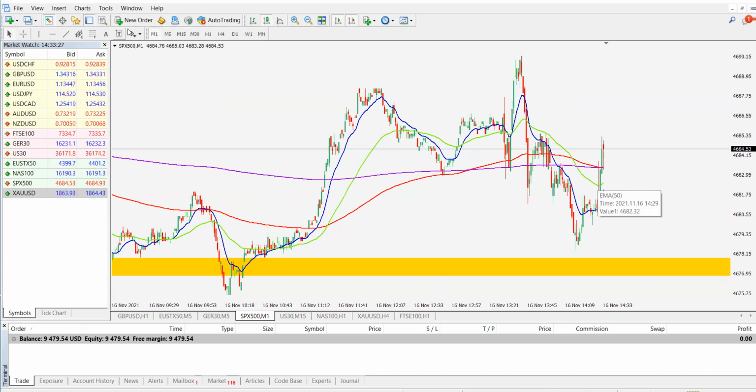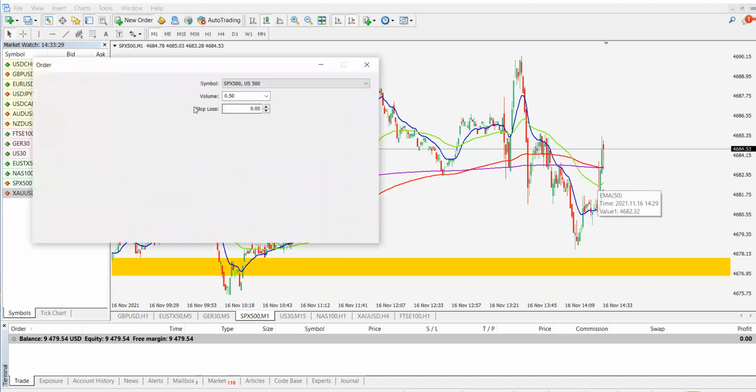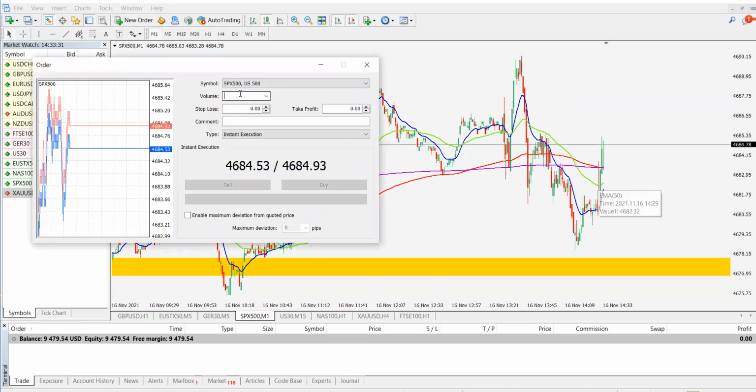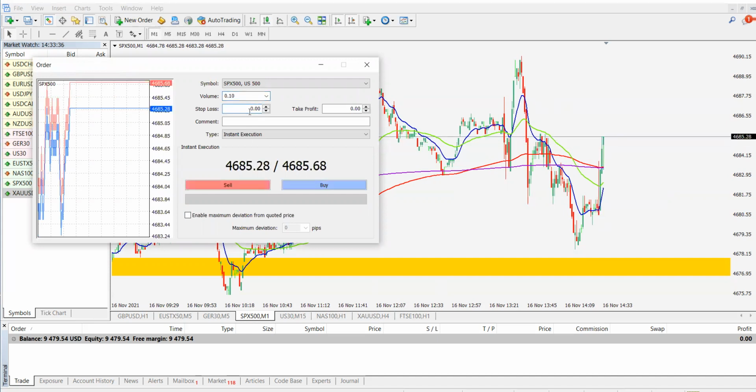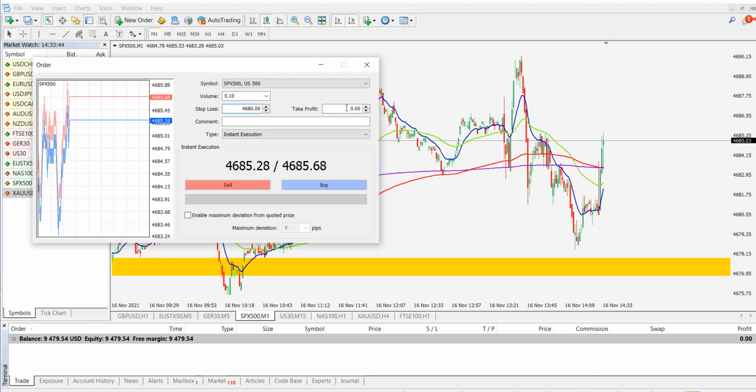All right. So I'm just going to get my order ready. From my perspective, 0.1 is the equivalent of around £25 or $25 per point, depending on the account currency you use. So on this one, I'm going to go for a stop at 46.80. I'm going to go for a TP at 4,700, and I'm just going to wait for this minute to close.